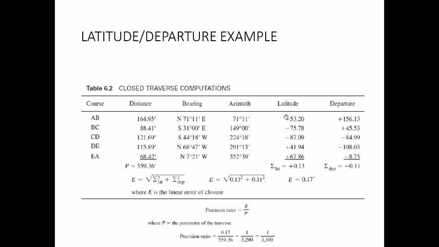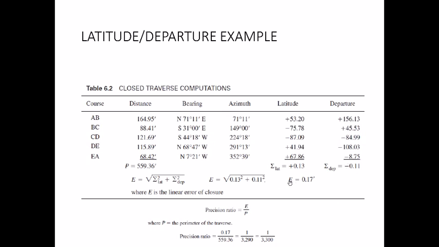So the latitudes would be the distance times the cos of this value, and the departures would be the length, the distance given, multiplied by the sine of this value. If you're using azimuths, the signs would come in automatically. If you're using bearings, then depending on if it's north or south, the latitude would be positive or negative, and if it is east, the departure would be positive, and if it's west, the departure would be negative.